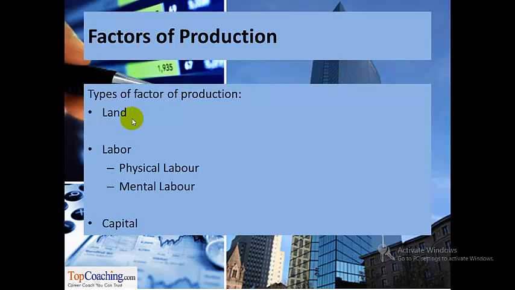The term land, according to the dictionary, means the surface of the ground. In economics, however, it is used in a wider sense to signify all the gifts of nature, surface of ground being one of them. Labor. There are usually 2 types of labor: physical labor, which we can simply say is the physical work done, and mental labor. Simply speaking, it's the mental work done. The third factor is capital. All machinery, plants, buildings, etc. used for production, when reckoned in terms of money, is called capital.